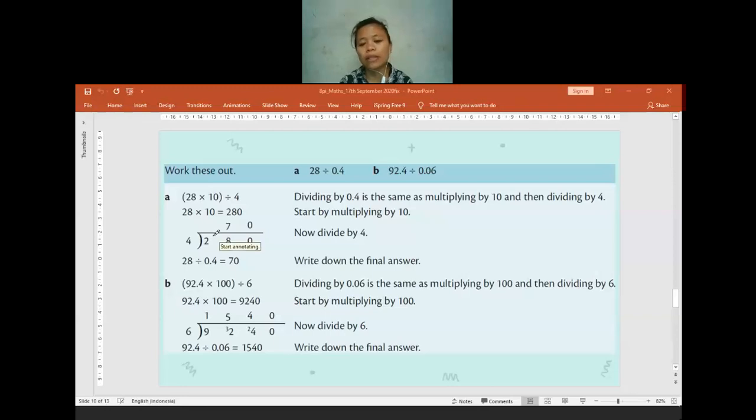Now for question B, we have 92.4 divided by 0.04. Dividing the number by 0.04 is the same thing as we multiply the number by 100 and then the result we divide by 4. So 92.4 times 100, the answer will be 9,240. And then after that, we divide the result by 4. So now we divide the 9,240 by 4. In the end, the answer will be equal to 2,310.